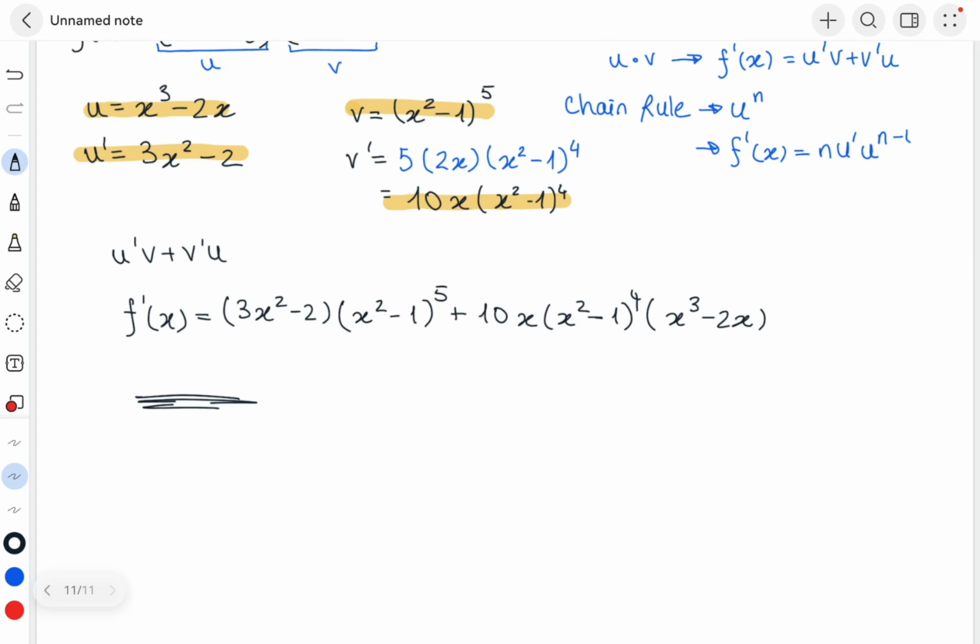Let's do another example. Let's take this one for example. As we said, we would take the first one to be u and the second one to be v. As I mentioned in the videos before, it doesn't matter if you take u to be the first one or the second one in the product rule, but it really matters in the quotient rule.